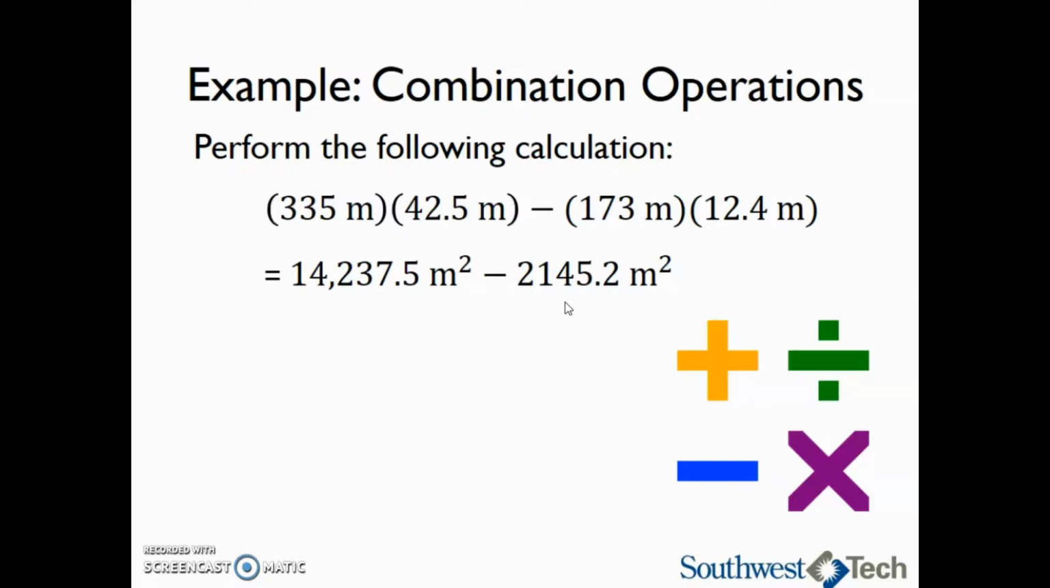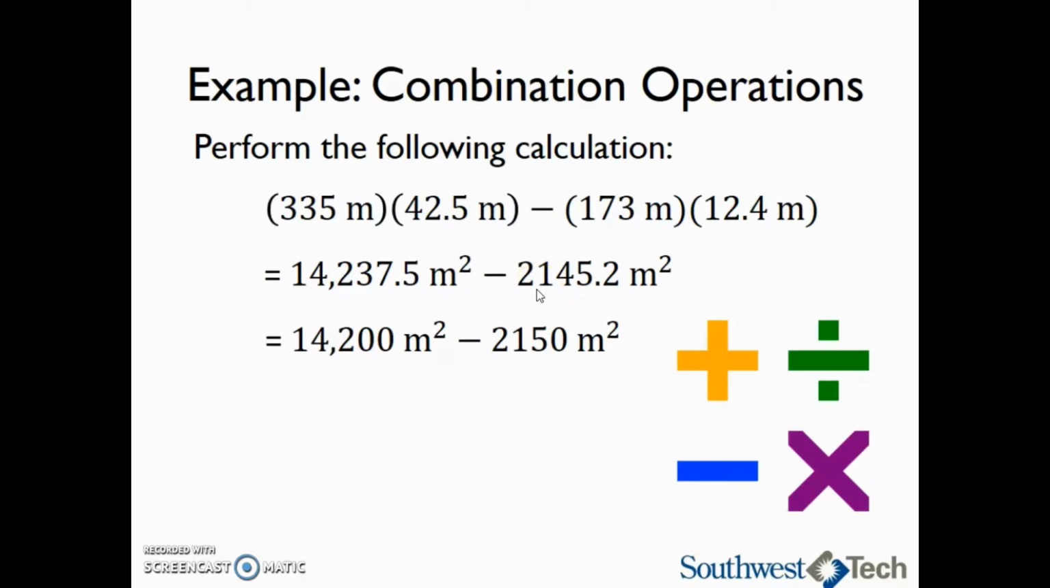Now we have to round each of these numbers individually. In this case, all of our original numbers have 3 significant digits each. So our first number should be rounded to 3 significant digits, as well as our second number. 14,237.5 rounded to 3 significant digits will be 14,200 square meters. 2,145.2 square meters rounded to 3 significant digits is going to be 2,150 square meters.